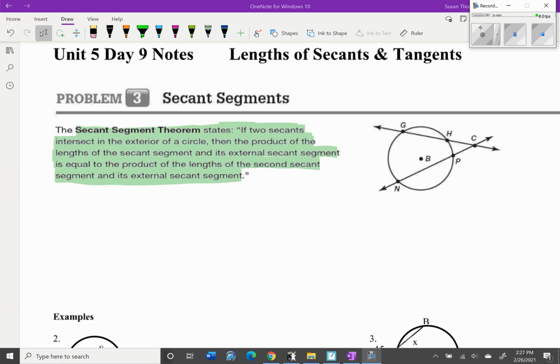Lengths of secants and tangents. So we're going to talk first about the secant segment theorem. It states if two secants intersect in the exterior of a circle, such as this picture we have to the right, notice that the secant lines are intersecting at point C, which is the exterior of the circle, then the product of the lengths of the secant segment and its external secant segment.